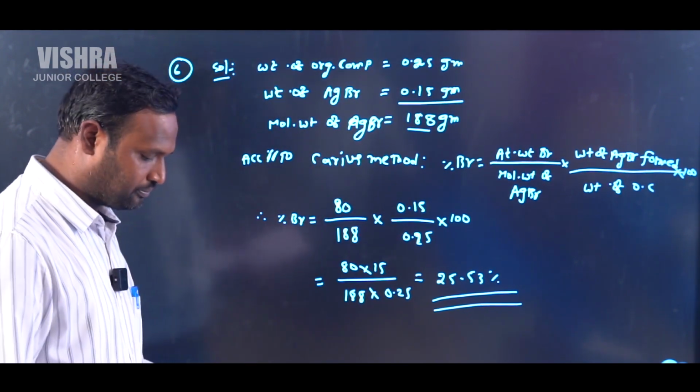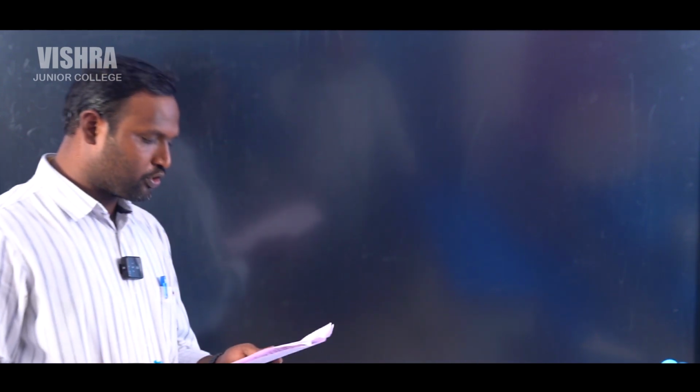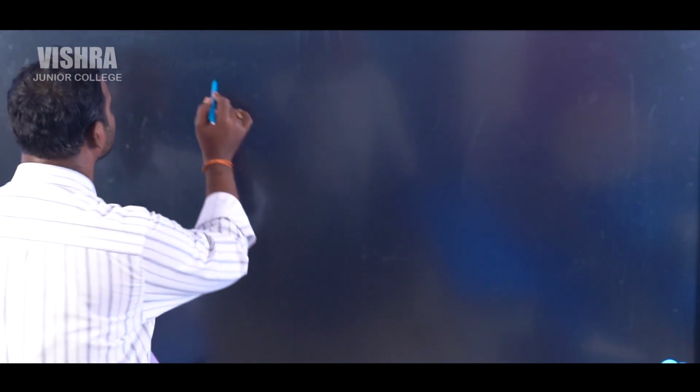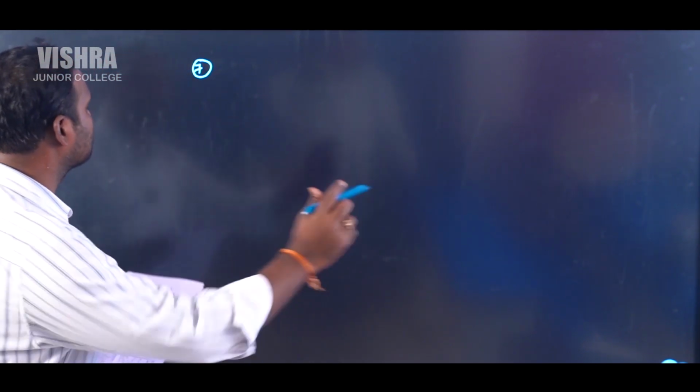Next question. Next question, number 7. In this case, five ionization energies of an element X are given. Those IE values are like this.